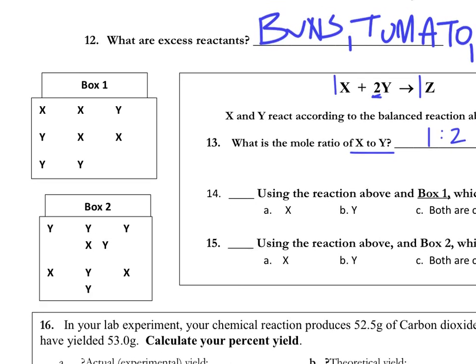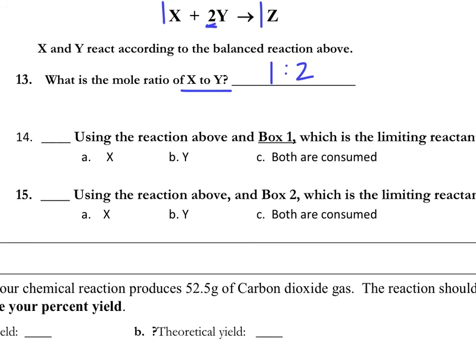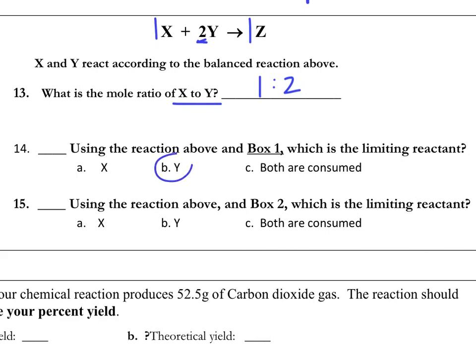If the reaction is set up to follow the ratio of 1 to 2, so for every 1 X I have to cross out 2 Y's. So 1 X crosses out 2 Y's. 1 X crosses out 2 Y's. And I've got another X, but I don't have any more Y's. So what ran out first? The Y's ran out first. So if the Y's run out first, then Y's are my limiting reactants.